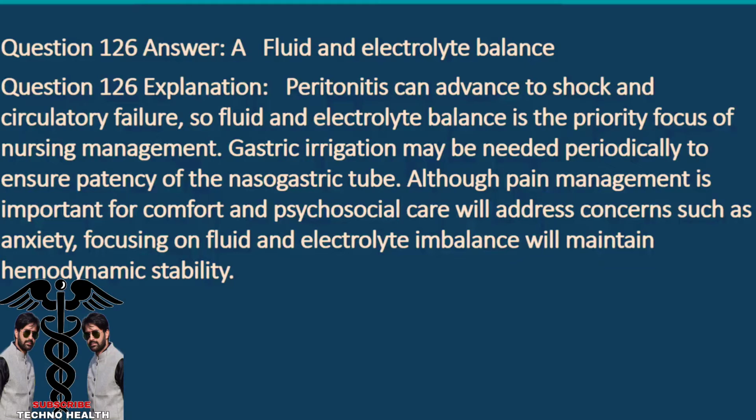Question 126. Explanation: Peritonitis can advance to shock and circulatory failure, so fluid and electrolyte balance is the priority focus of nursing management. Gastric irrigation may be needed periodically to ensure patency of the nasogastric tube. Although pain management is important for comfort and psychosocial care will address concerns such as anxiety, focusing on fluid and electrolyte imbalance will maintain hemodynamic stability.